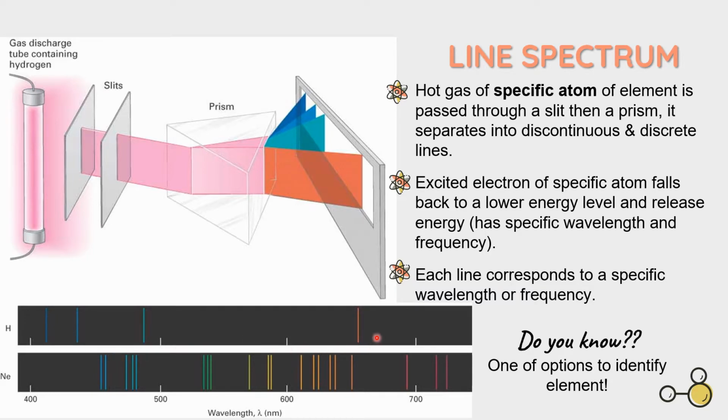Also, the line spectrum of hydrogen is not similar to the line spectrum of neon or any other element. This is because every element has a unique emission spectrum. And the characteristic lines in the atomic spectrum can be used in chemical analysis to identify unknown elements. So the concept here is similar to using fingerprints to identify people.